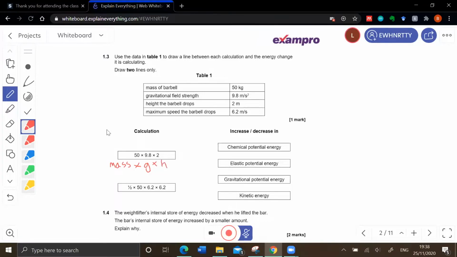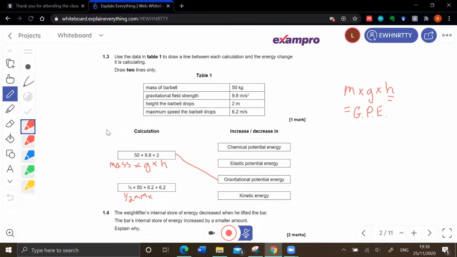Okay, mass times gravitational field strength times height is how you calculate gravitational potential energy, or GPE. If it's got height in it, it must be to do with gravity. Okay, so one line down to here. This one, a half, is just a number. So we'll just write in a half, times mass.